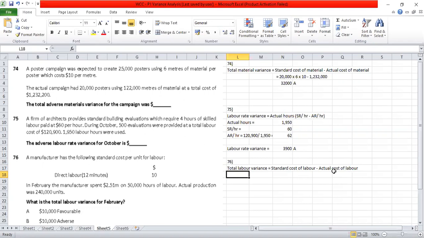Next, the actual cost is already given to us. In February, the manufacturer spent 2.51 million. So the total actual cost of labor is already given to us. The only thing we have to do is adjust the standard cost of labor. Now the actual time spent is 50,000 hours. So for 50,000 hours, how much is the cost? Here for every 12 minutes, it is $10. So now we need to calculate 50,000 into 60 minutes.